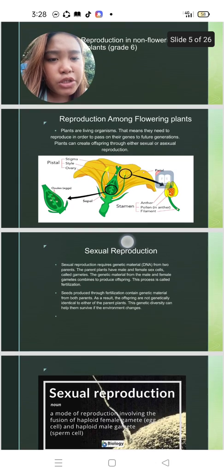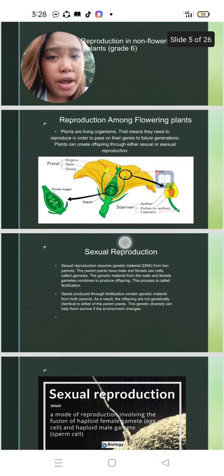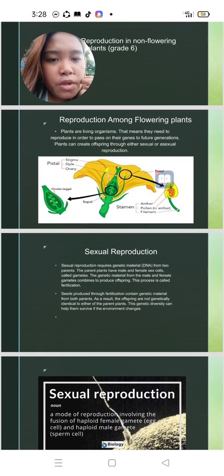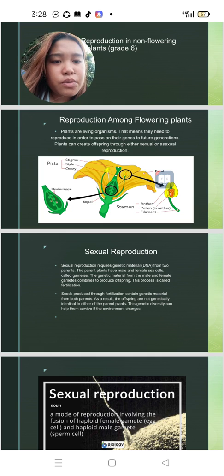What is reproduction among flowering plants? Plants are living organisms. That means they need to reproduce in order to pass on their genes to future generations. Plants can create offspring through either sexual or asexual reproduction.